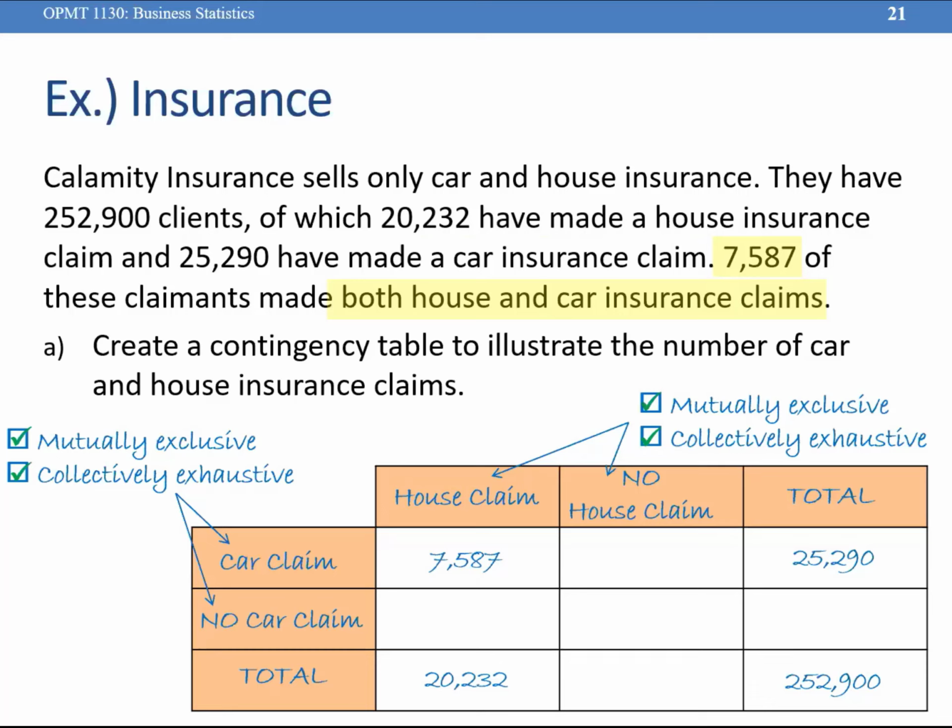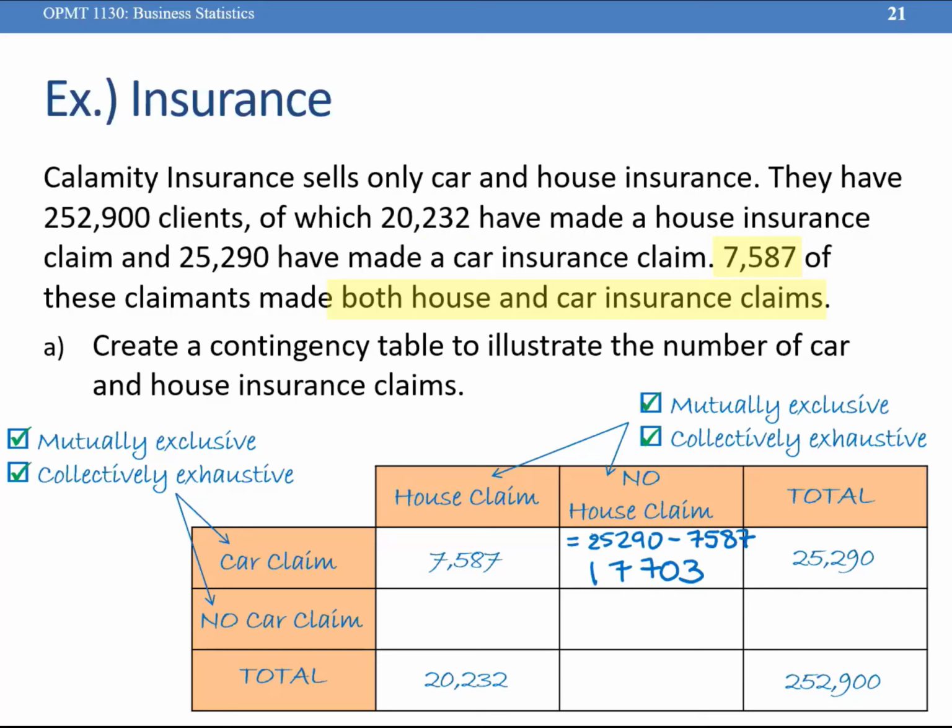So what you're going to do in your spreadsheet, for this cell for instance, is equal to, the row here should total up, these two elements should total up to be 25,290. So I'd take 25,290 minus 7,587, giving me 17,703.